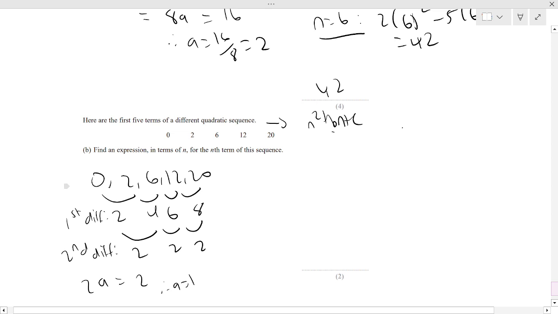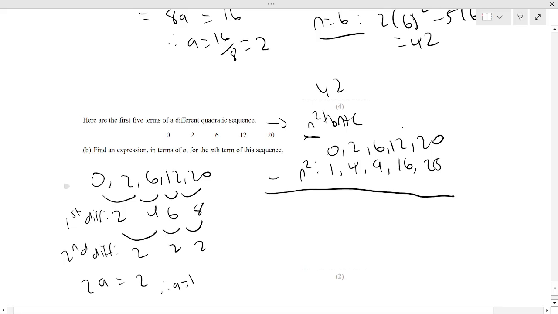So now, to find b and c, let's rewrite it again. So 0, 2, 6, 12, and 20. Now what we're going to do is consider the n squared term. So n squared, and we're just going to plug in values of n. So n is 1, we get 1 squared is 1. 2 squared is 4. 3 squared is 9. 4 squared is 16. 5 squared, 25. Then we're going to take them away from each other. So 0 minus 1 is minus 1. 2 minus 4 is minus 2. 6 minus 9 is minus 3. Then we're going to get minus 4 and minus 5. Well, then, this is a linear sequence, and it will always be a linear sequence.